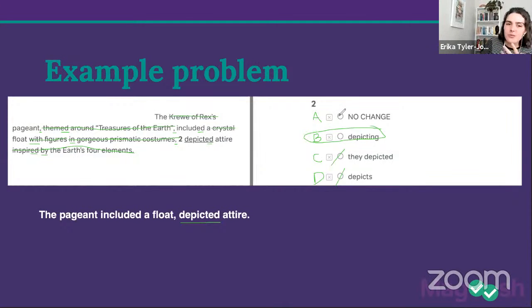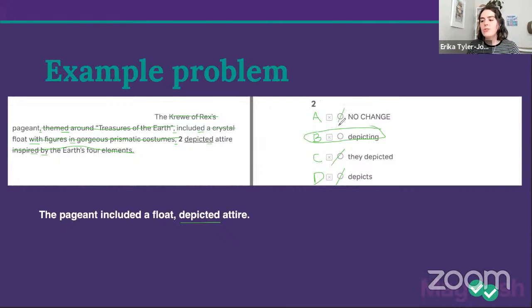If we're just focusing on the rules, A might work. The pageant included a float, comma, -ed. It's a modifier, right? But if we read it, we go, the pageant included a float depicted attire. It's a verb there. So we could do the pageant included a float and depicted attire. That would be fine, but it doesn't say that. So what we want is a modifier, descriptive, and we get that in B.